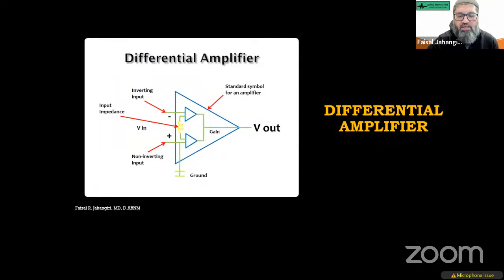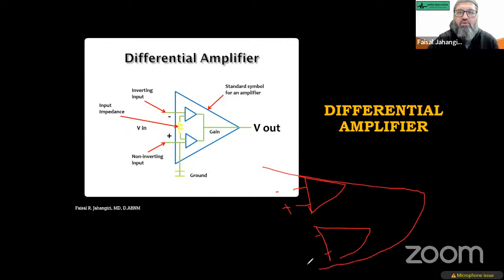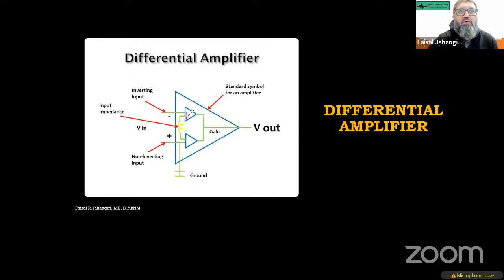So if you zoom in on a differential amplifier, the symbol is this one, just a triangle with negative and positive input, but actually it has two amplifiers inside. So it's a combination of two amplifiers, which is in this picture. You have amplifier A, and then you have amplifier B. Amplifier A has this negative input and this positive input, and amplifier B has negative and positive inputs as well.